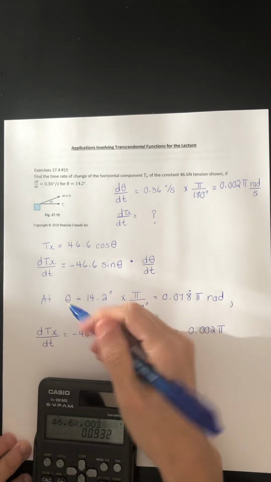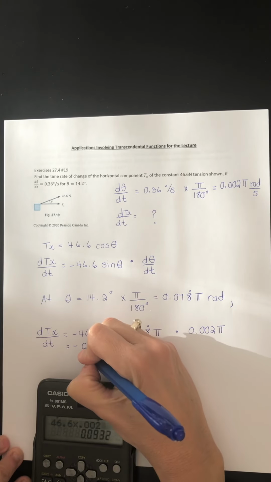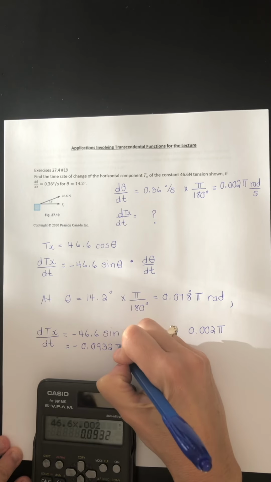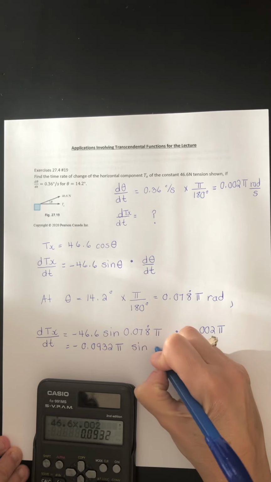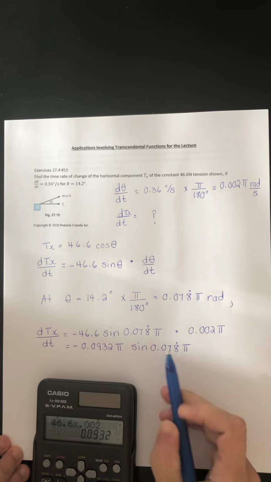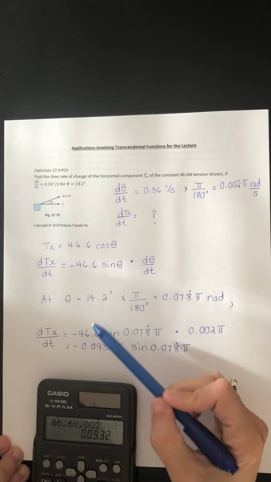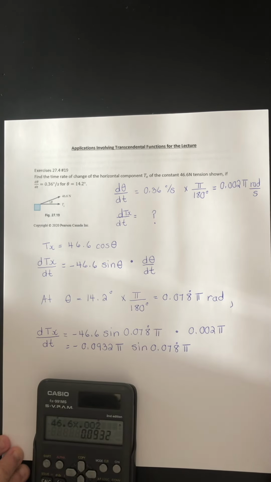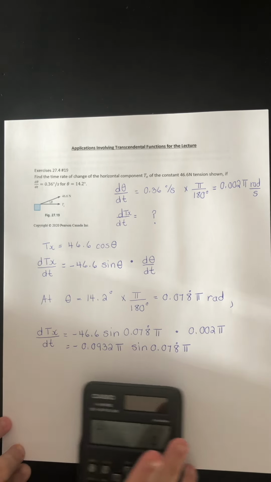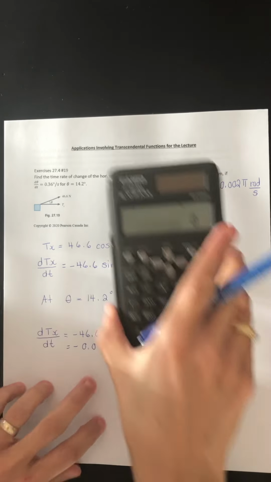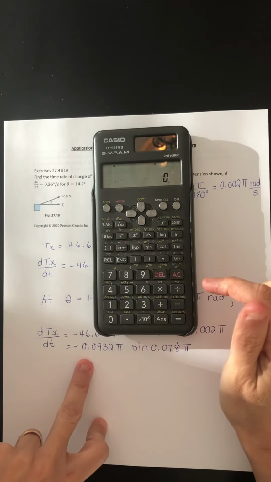So now I have negative 0.0932 pi in front of the sine function. Okay, so all I did was I multiplied the numeric parts together. And then I'm just going to put this into my calculator now. So I'm going to go just left to right. I got to make sure I'm in radians, which I am, okay? So I'll put that there so you can see it.